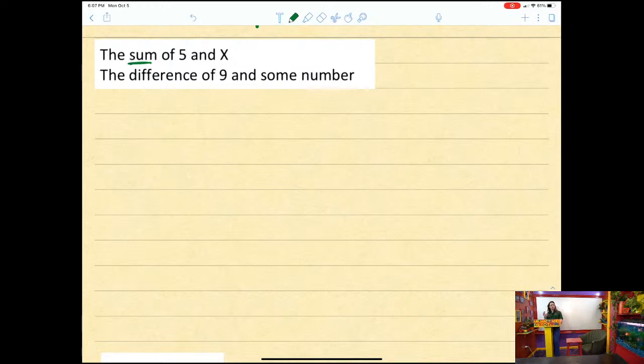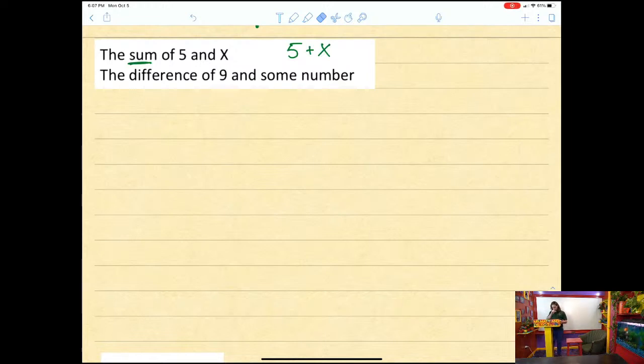X just stands for some number. We don't know what that number is right now, but that's okay. We can figure it out later, or we might be given it later. All of those situations could occur, and that doesn't change the relationship between 5 and x, and 5 and whatever number that variable could be in the future. So this is absolutely fine, 5 plus x, the sum of 5 and x.